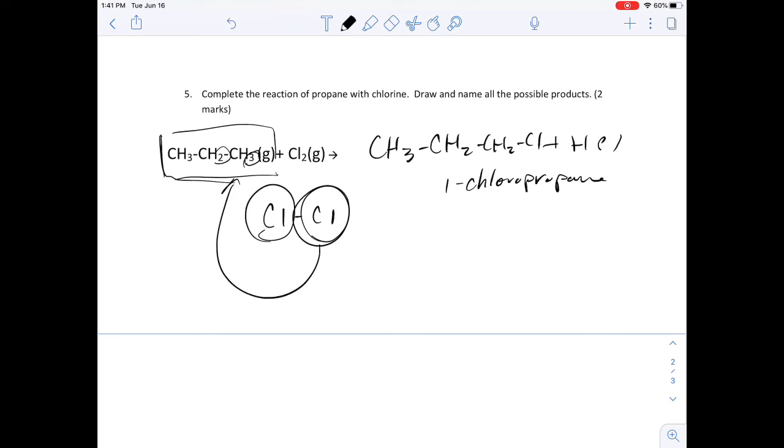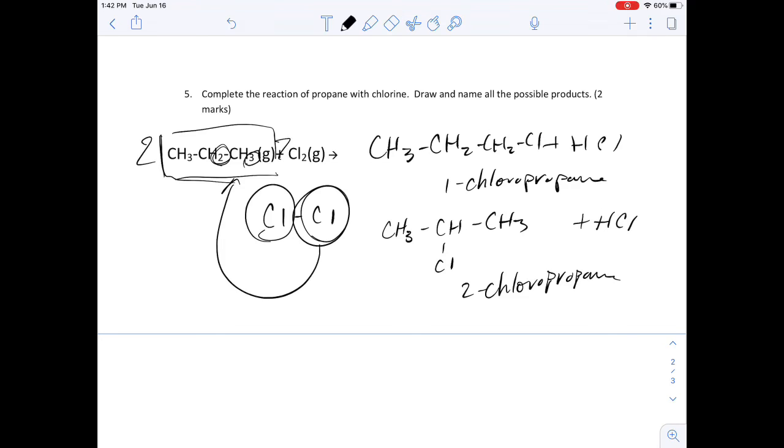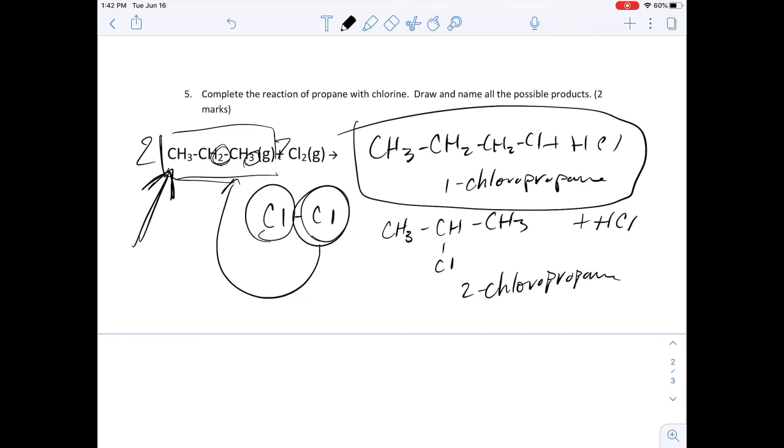But I could substitute a hydrogen here as well, and what I'd get is CH3, CH, Cl, CH3. And that'd be 2 chloropropane. And another hydrogen chloride. If I had that, I need 2 of these and 2 of these to balance it. So I'm going to get 2 chloropropane and 1 chloropropane being produced. There is no 3 chloropropane. So if instead we'd put the chlorine on the first carbon, we would actually end up just making more of this. So that's how we do these questions, and hopefully that helps out.